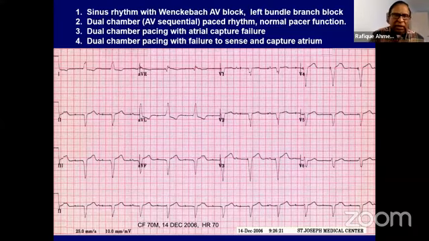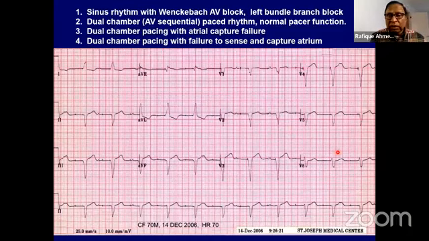One person answered sinus rhythm with Wenckebach AV block, but if you look at the QRS complex, I put it just to make it confusing. There is no Wenckebach because there is no irregularity in the RR interval, number one. Number two, there is no dropped beat. So that's why it's wrong. Dual chamber pacemaker with normal pacemaker function is a possibility, but I'm going to come to that. And then dual chamber pacing with atrial failure to capture.